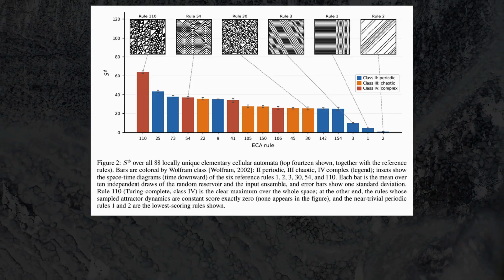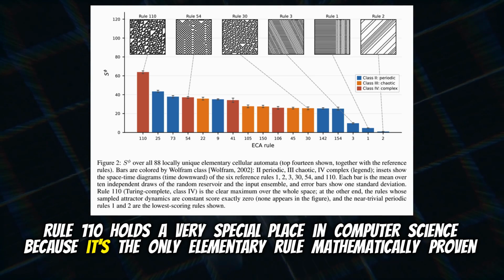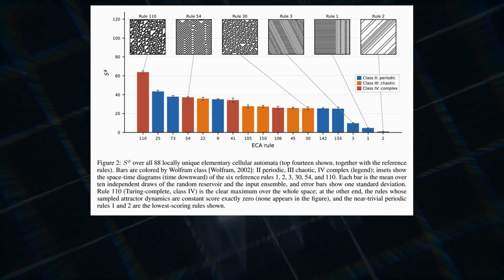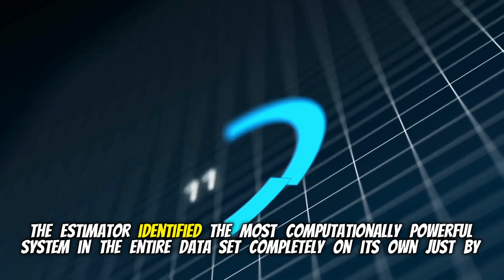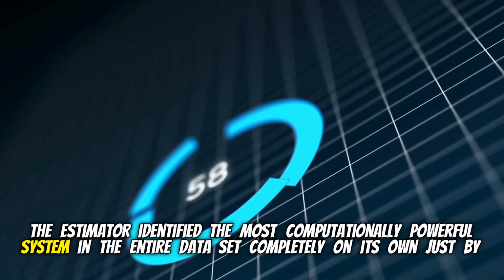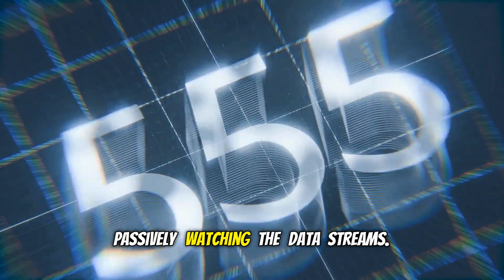Which is huge. It is. Rule 110 holds a very special place in computer science because it's the only elementary rule mathematically proven to be Turing complete. Meaning it's capable of universal computation. Right. The estimator identified the most computationally powerful system in the entire data set completely on its own just by passively watching the data streams.